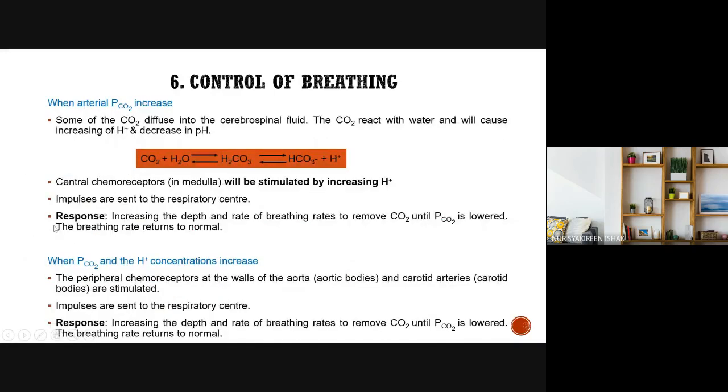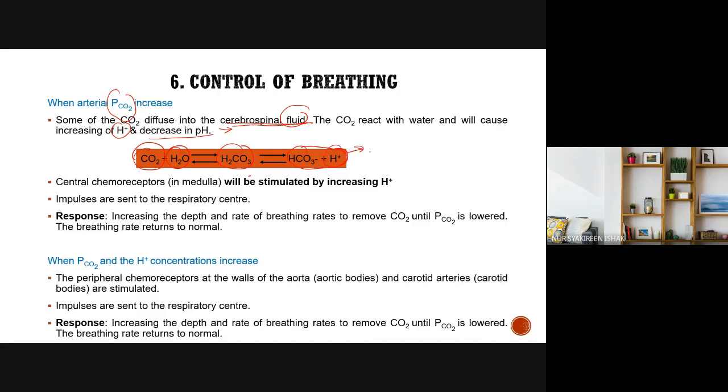So it says here, when arterial carbon dioxide partial pressure increases, some of the carbon dioxide diffuses into the cerebrospinal fluid. They can diffuse into this fluid. So the carbon dioxide reacts with water and will cause an increase of hydrogen ions and a decrease in pH. The reaction from just now: carbon dioxide reacts with water, becomes carbonic acid, dissociates into bicarbonate ion and hydrogen ion.